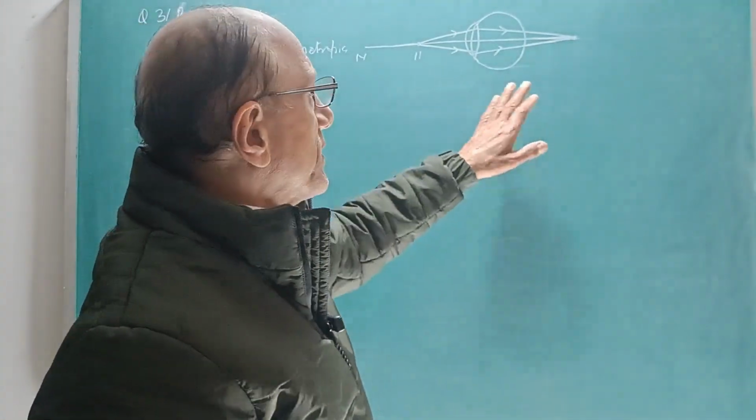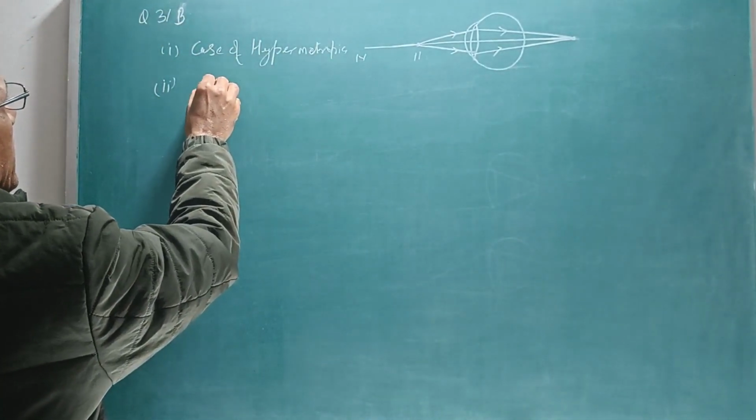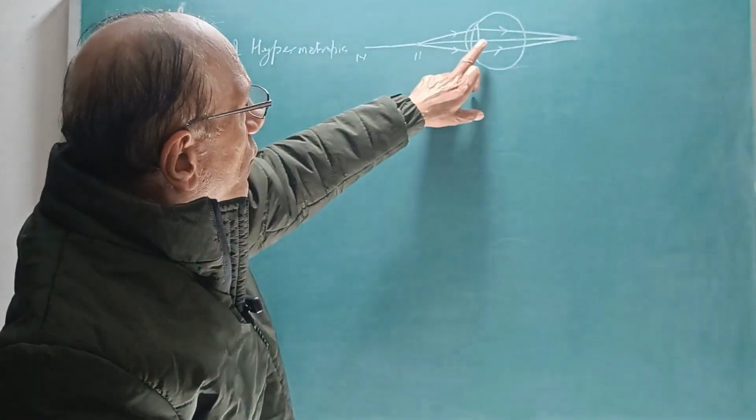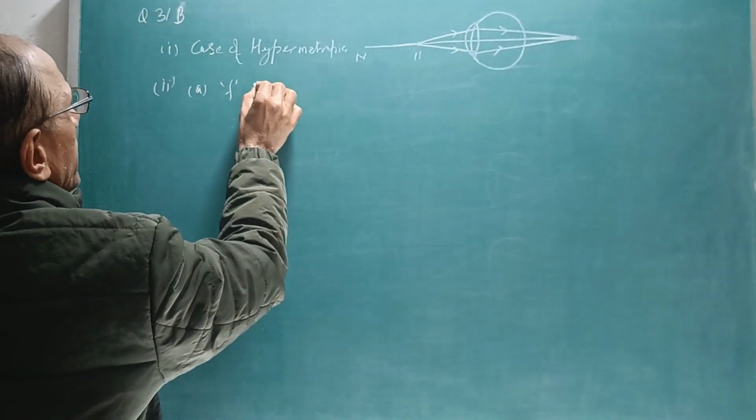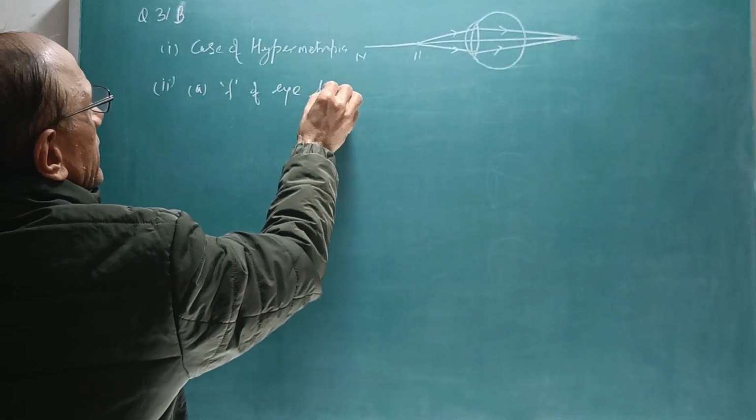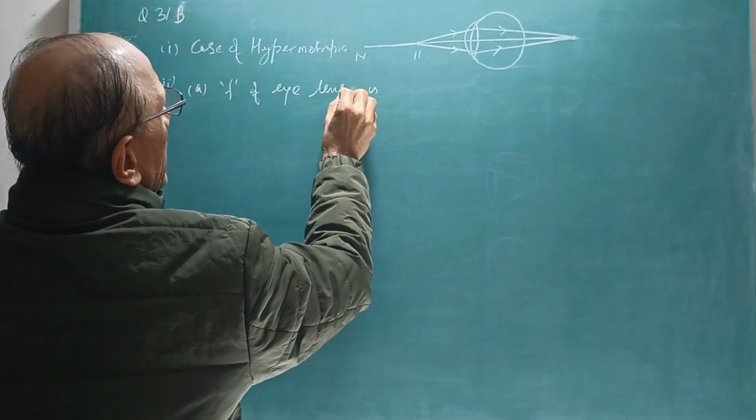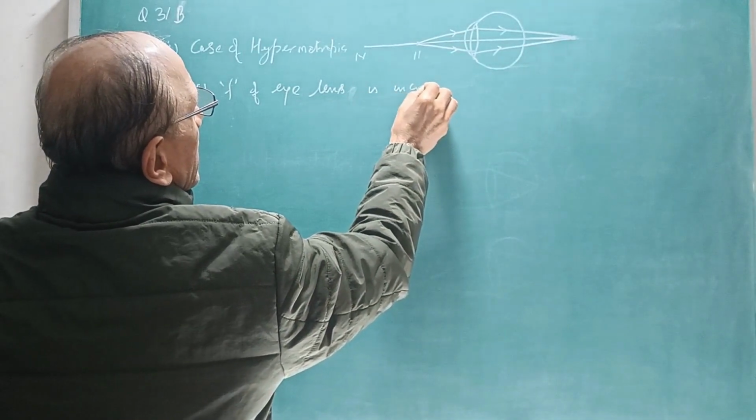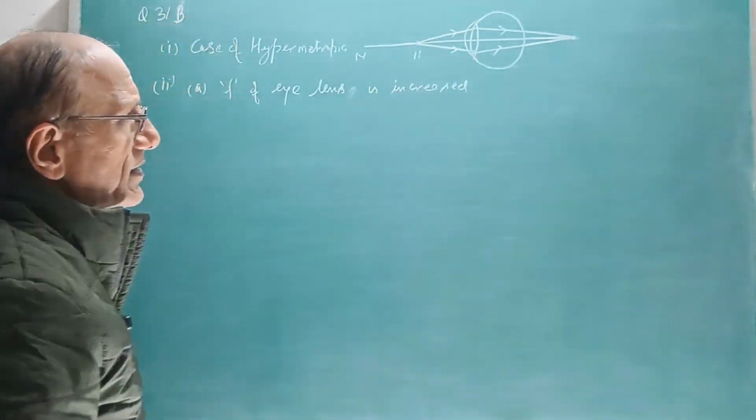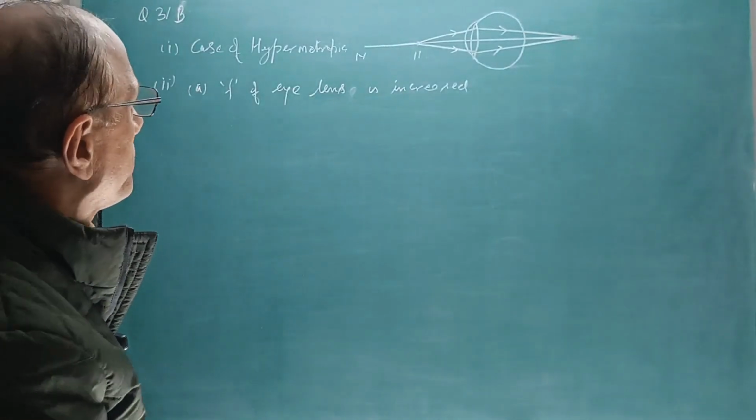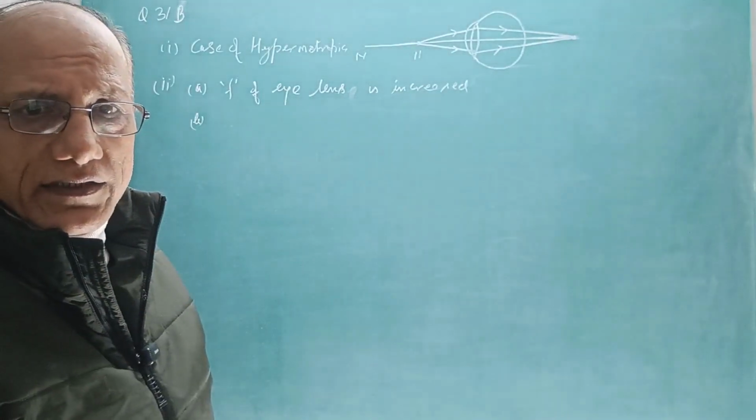Now the second is, what is the cause of this defect? So the first cause is the focal length of the eye lens is increased.